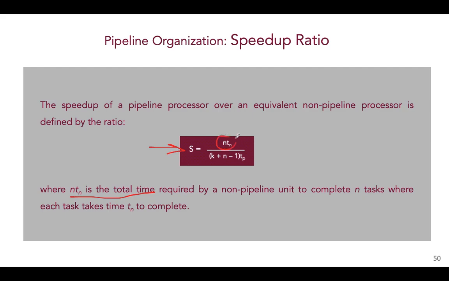So n times Tn is simply the time required by a non-pipeline unit to complete n tasks, right? Tn is the time it takes to complete one task. And k plus n minus 1 you already know from the previous discussion. This is the time it takes to complete n tasks in a k-segment pipeline. So you are dividing this non-pipeline time by the pipeline time, and that is simply the speedup ratio, right?